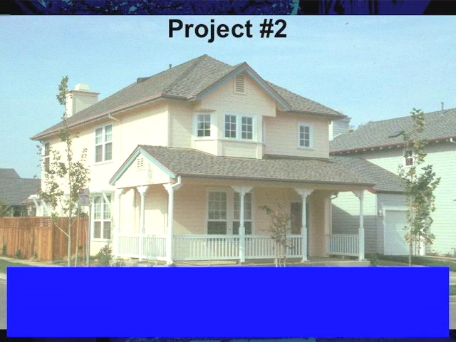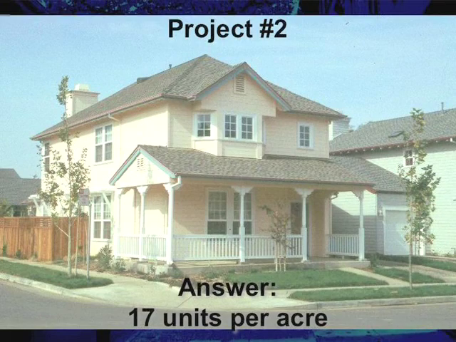I see a lot of movement out there. I think you all have it. 17 units an acre. These are a little smaller lots. The 2-story configuration helps. This is a development called Aggie Village in Davis, California.